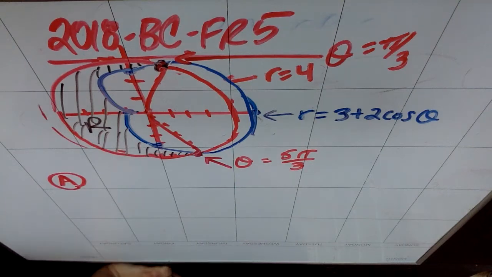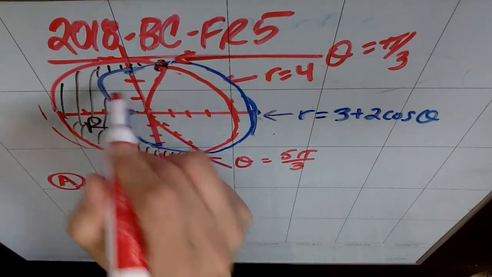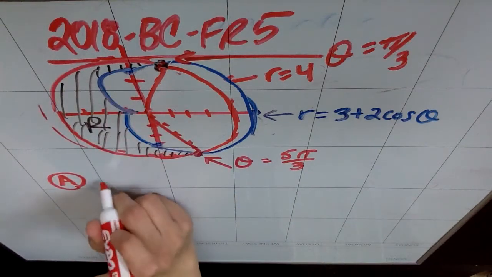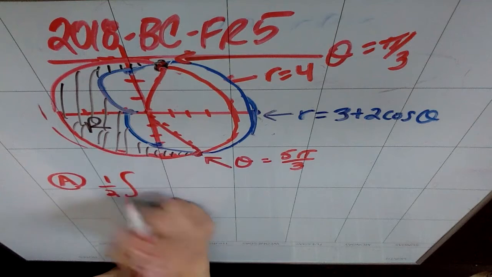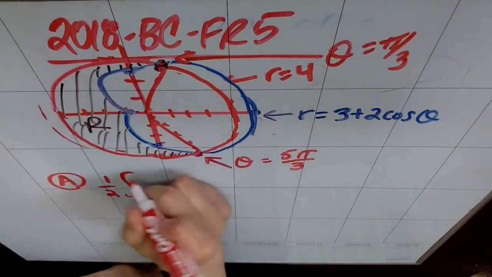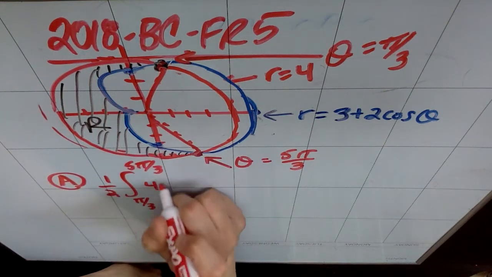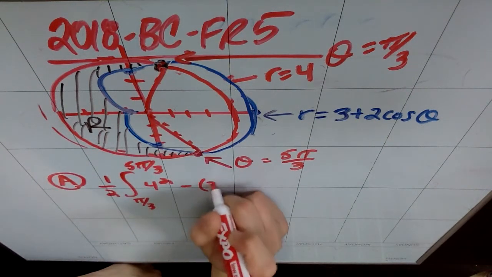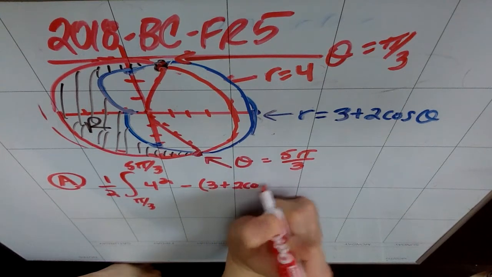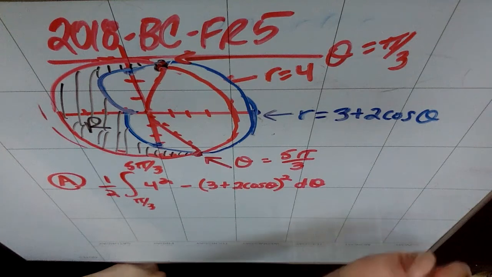So they specifically said using a single integral. So technically it's the integral of this whole thing minus the integral of the little void thing. But the easier way to write it is to say 1/2 the integral from the starting theta, which is pi over 3, because numerically that comes before 5 pi over 3, of the big R, which would be 4 squared, minus the little r, which is 3 plus 2 cosine of theta quantity squared with respect to theta, right?